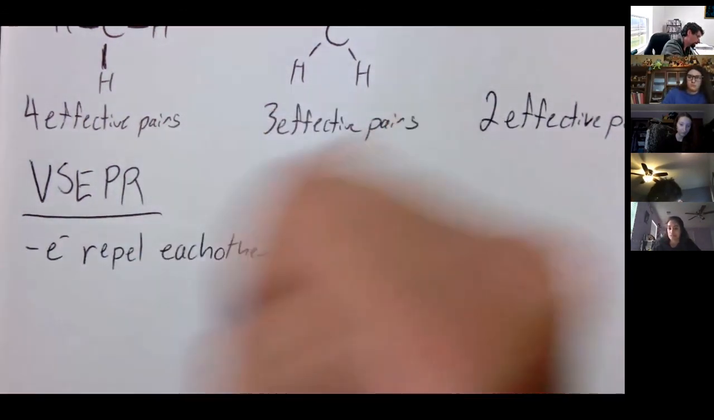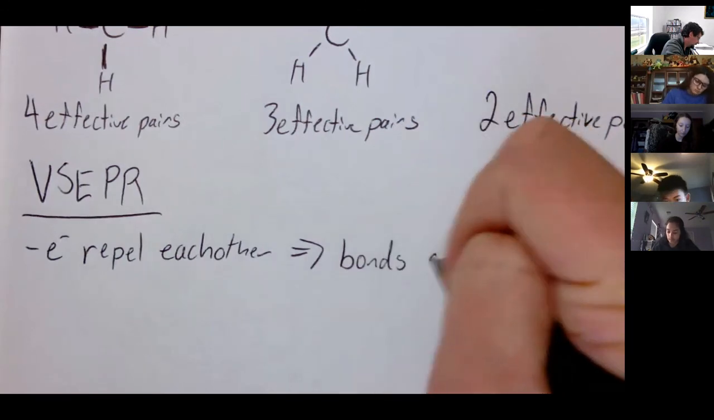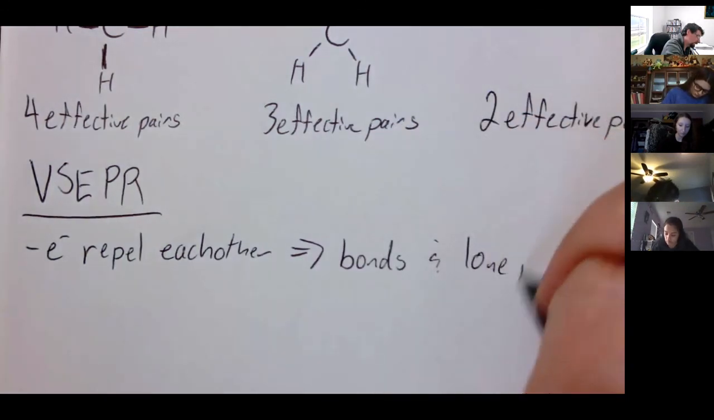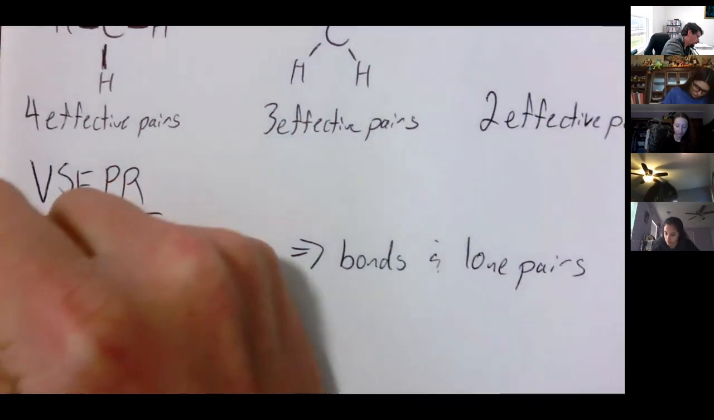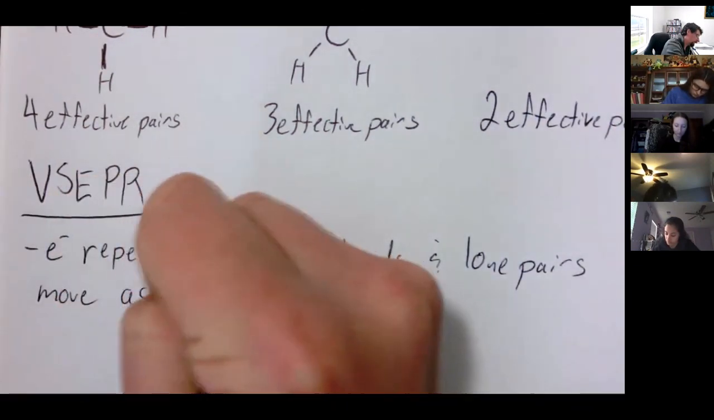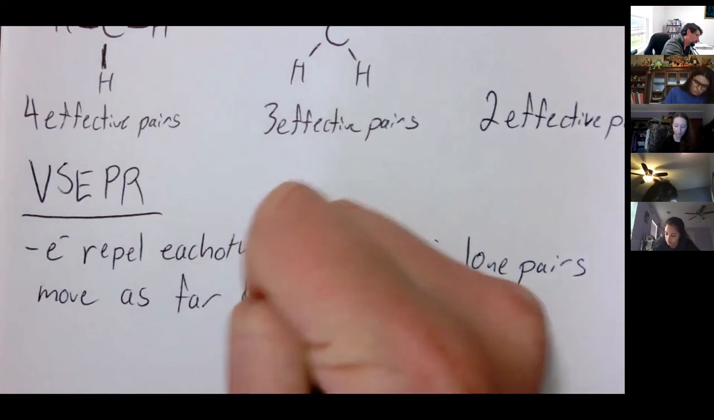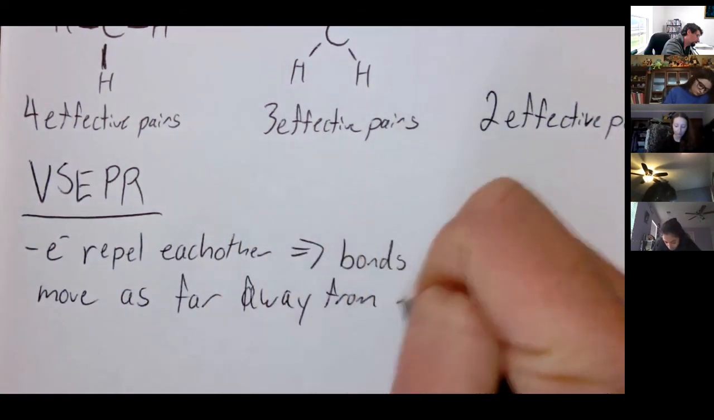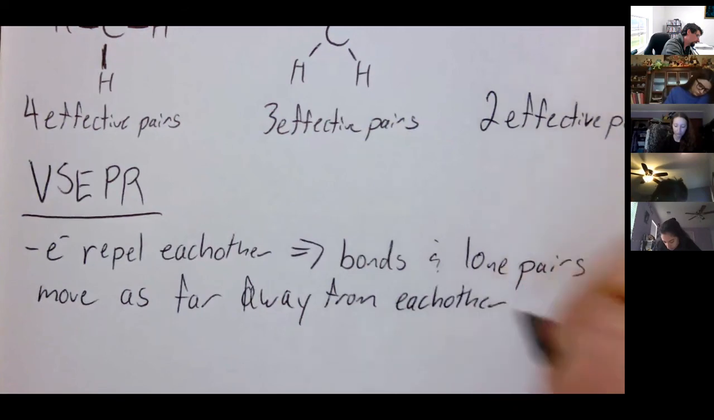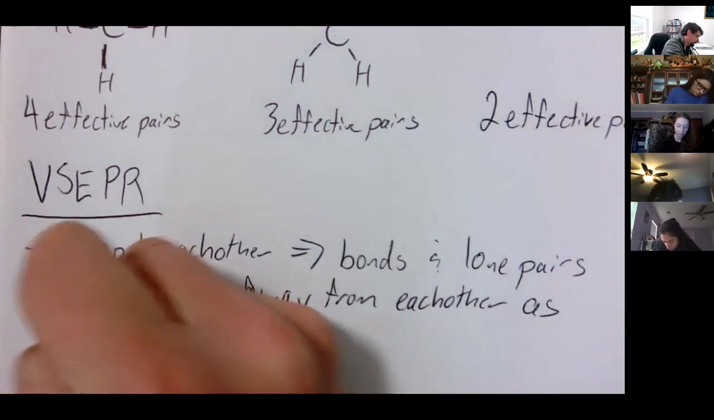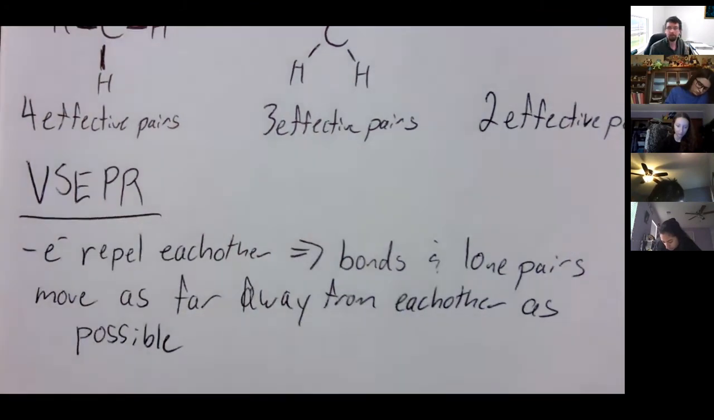So bonds and lone pairs move as far away from one another as possible. They're trying to move away from one another as much as they can, so spatially they're stacked out away from each other. Okay? So what we're going to do now, we're going to build the table.